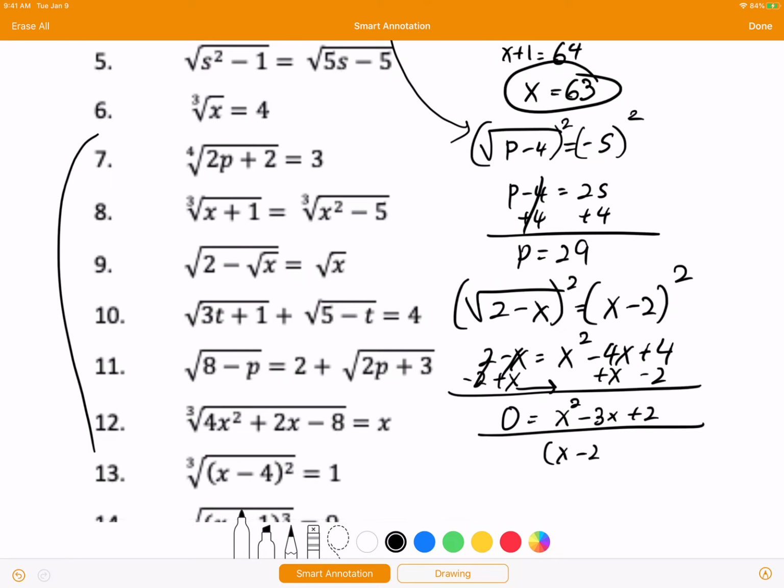Please factor accordingly, get the values, and remember, your last step is to always just simply plug it back in and get your final result. Okay?